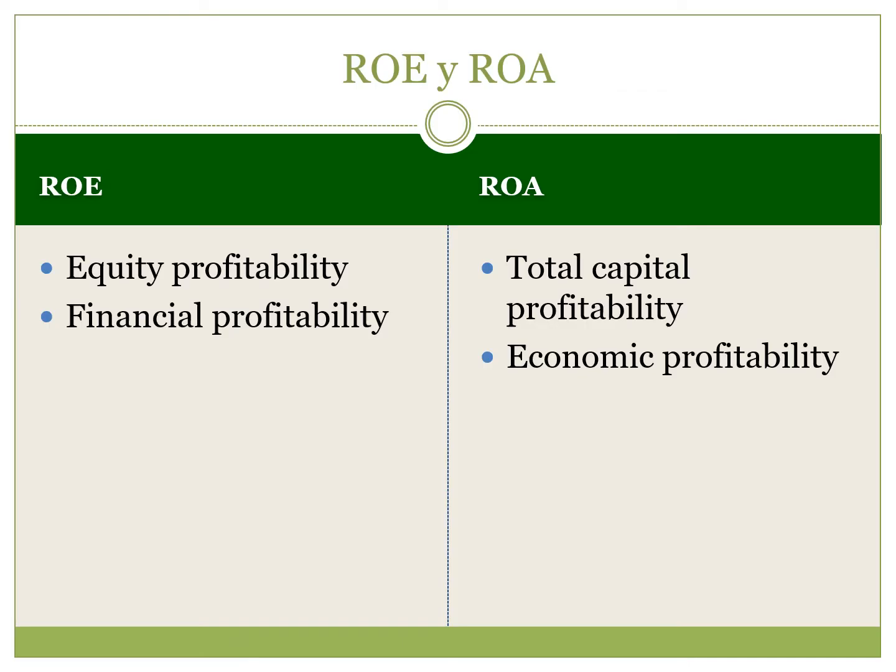Once we know all the different results that a company can calculate and all the different capitals that appear in a balance sheet of a company, we can calculate profitabilities. We are going to start with ROE and ROA. These are the two main profitabilities that a company can calculate. ROE refers to return on equity, and this is the equity profitability, and it's also called financial profitability. And ROA refers to return on assets, and it's a total capital profitability, and it's also called economic profitability.